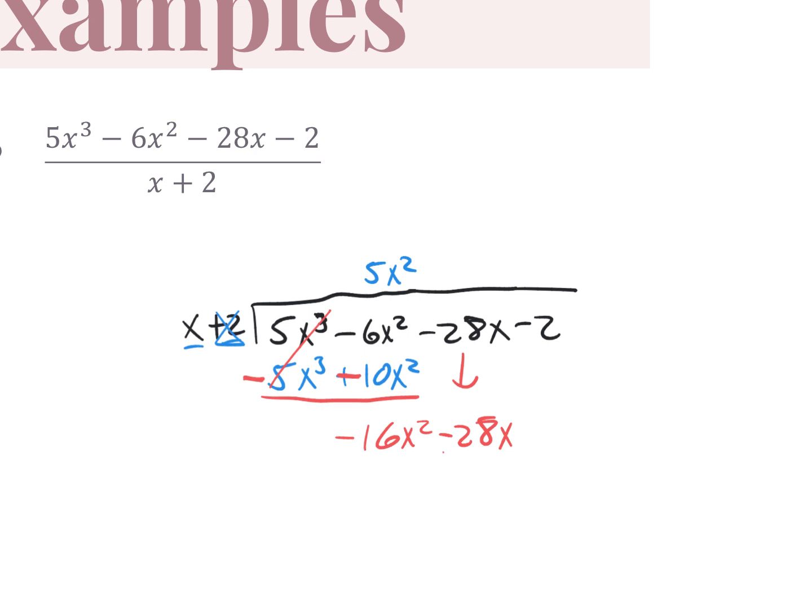Don't even concern yourself with this 28x that we just dropped in terms of finding what to put up here. And finding this term right here, you don't need to concern yourself with anything afterwards. You're just trying to see what can you multiply x by to get a negative 16x squared, right? And it's going to be a negative 16x. The rest will follow.